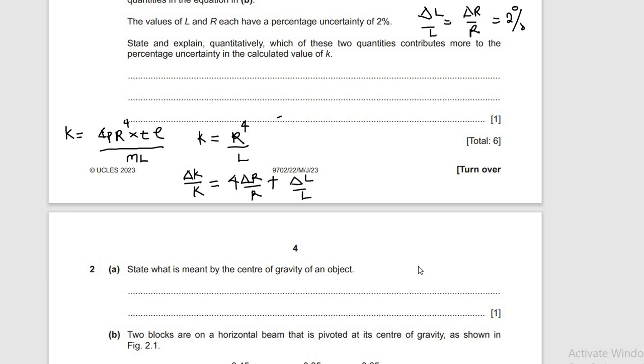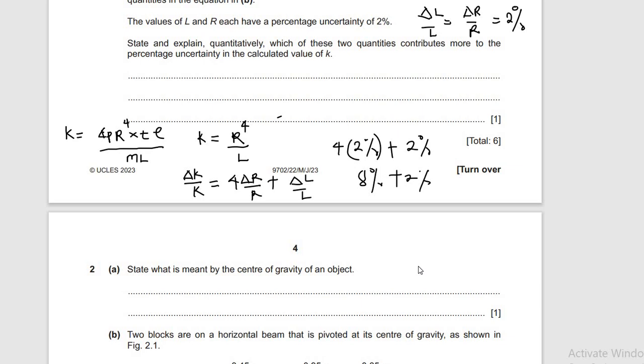And remember that the percentage uncertainty in R is 2%, L is 2% too. So for R it is 8%, which means R contributes more.